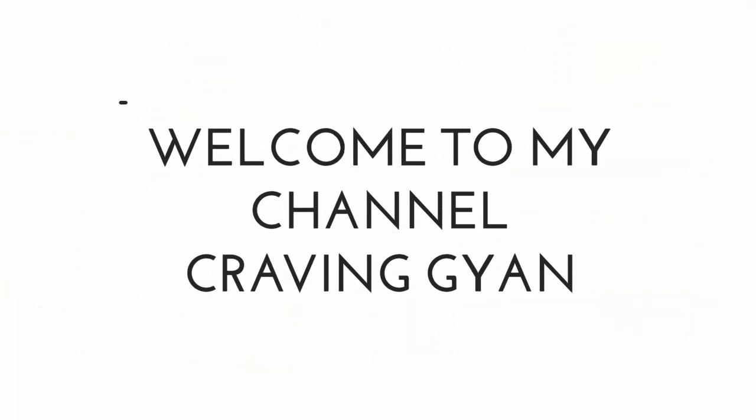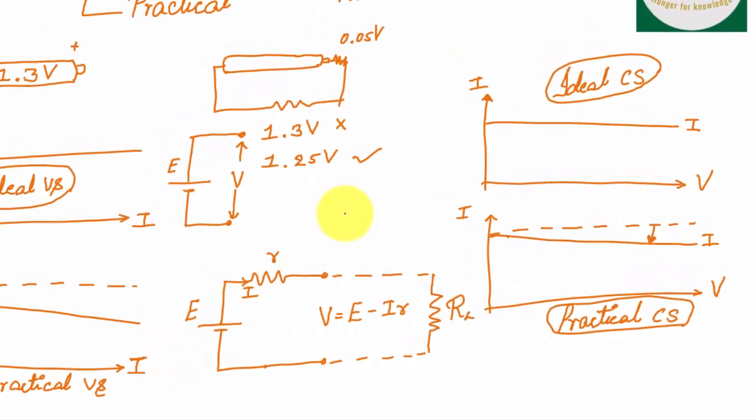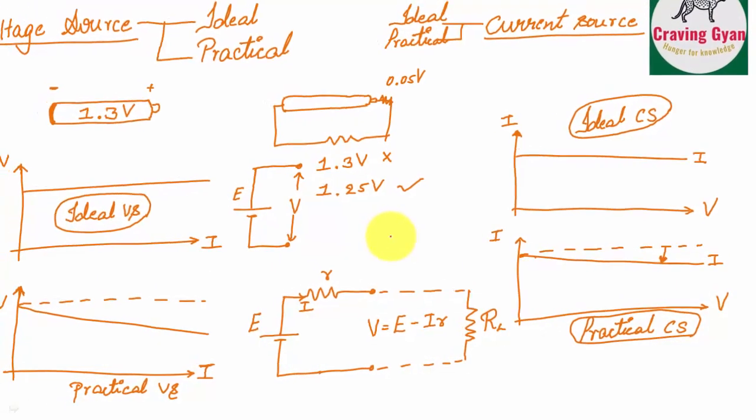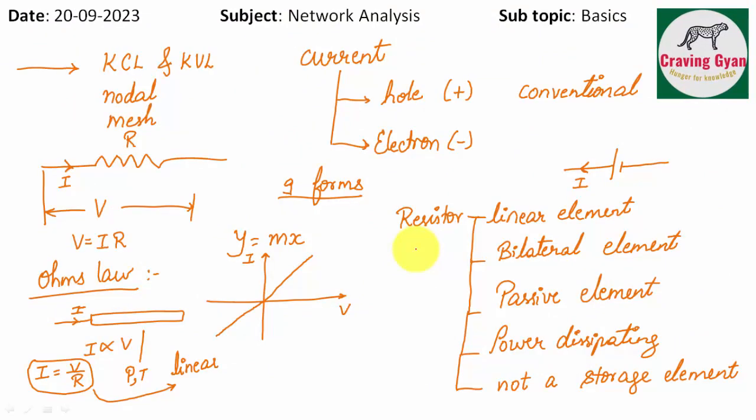Any doubts? No, sir. Look at the things. We tried to talk about what is a voltage source, and what do you mean by a current source. And also I tried to emphasize with respect to resistor. Now let us talk about inductors and capacitors. But before that, for a resistor, I have written all the story. It is a linear element, it is a bilateral element, it is a passive element, it is a power dissipating element, not a storage element. I assume that you have written all the things.